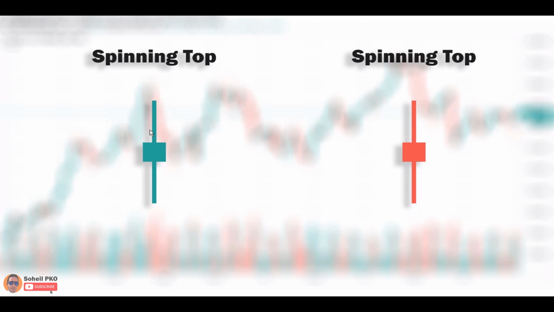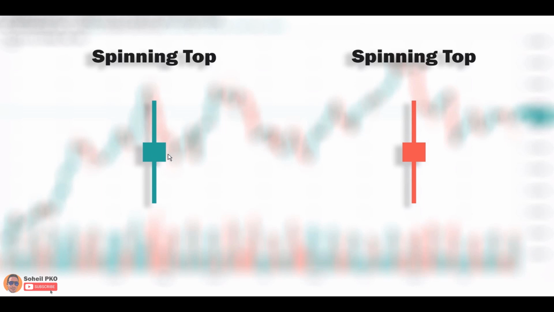Spinning top. In this candle, we have a small body and long shadows. This small body is smaller than the body of the short candlesticks we just discussed, and it shows little movement between open and close. So for this candle, red or green doesn't matter. These long shadows show that both buyers and sellers were active in that time period, but none of them could take control of the price, and it shows a kind of indecision and a standoff between forces of buyers and sellers.